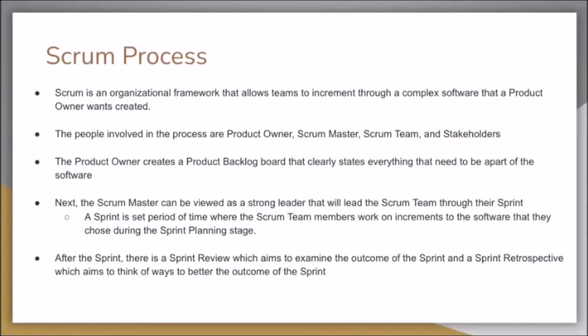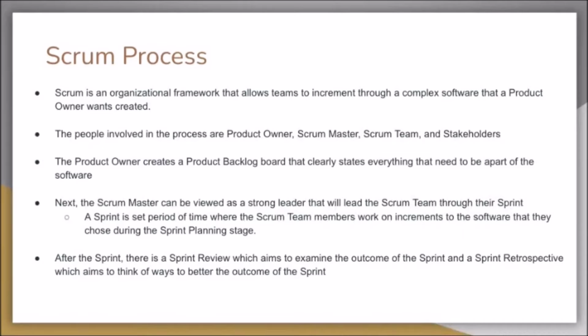The Scrum process. Scrum is an organizational framework that allows teams to increment through a complex software that a product owner wants created. The people involved in the process are the product owner, Scrum Master, the Scrum team, and all the stakeholders. The product owner creates a product backlog board that clearly states everything that is needed to be a part of the software. Next, the Scrum Master can be viewed as a strong leader that will lead the Scrum team through their sprint. A sprint is a set period of time where the Scrum team members work on increments to the software that they choose during the sprint planning stage.